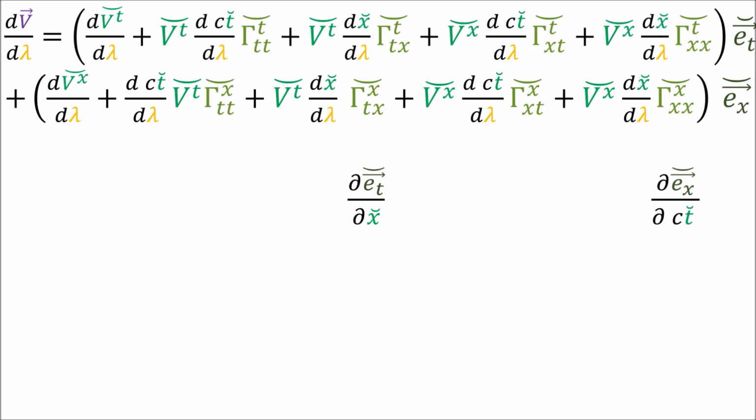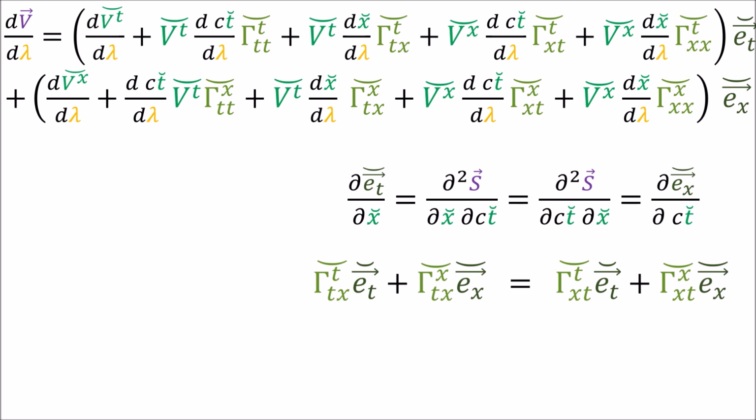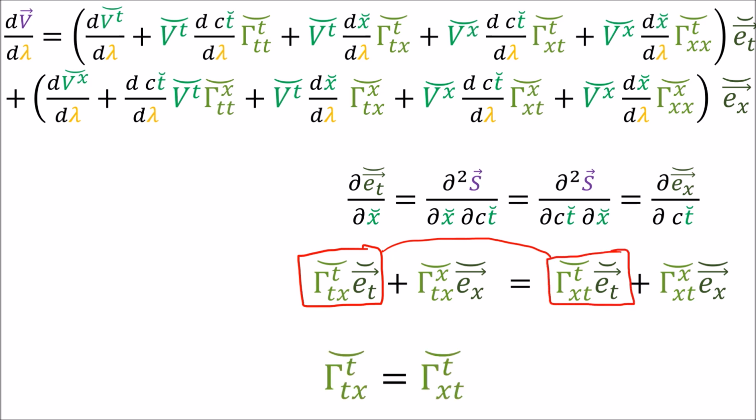Now remember, the derivative of the time basis vector with respect to x is equal to the derivative of the x basis vector with respect to time, because both of these are just equal to the second partial derivative of s with respect to the x and time variables. We can expand each of these derivative vectors in a basis in terms of the Christoffel symbols, denoted with capital gamma. This means that the Christoffel symbols attached to the time basis vectors must be equal to each other. So for the Christoffel symbols with the t index up top, we can swap the lower t and x indices and get the same result.